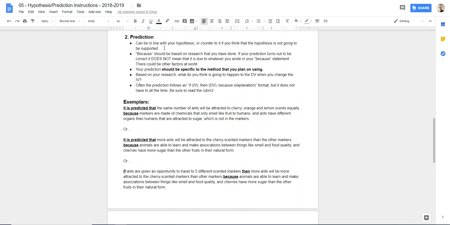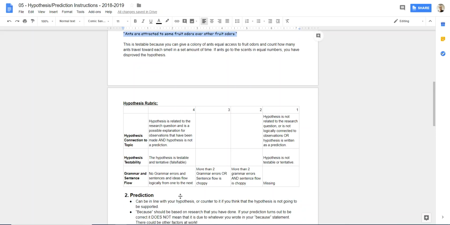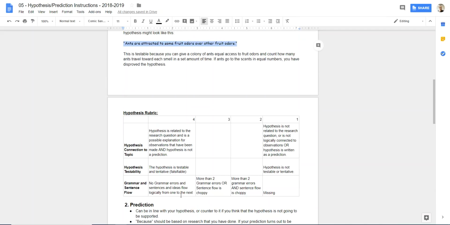The prediction should be an explanation of what you think is going to happen when you test your hypothesis. The first bullet here says it can be in line with your hypothesis. If you remember back to the ants one, my hypothesis was ants are attracted to some fruit odors over other fruit odors. I could predict that ants are going to be attracted to cherries, or ants are going to be attracted to these couple of fruits.